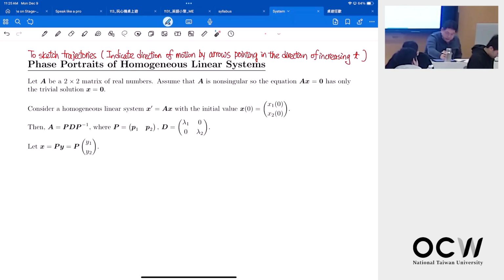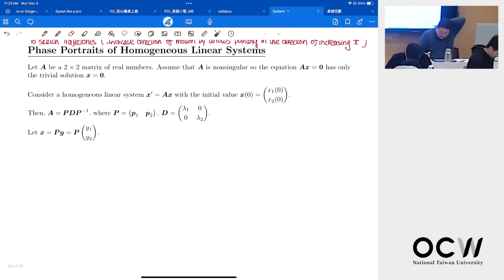A is 2 by 2, and we assume that A is non-singular. So I have a trivial solution, x equals a 0 vector. Then we consider a homogeneous linear system, x prime equals Ax. I also have initial values. We can find A using the matrix P and the diagonal matrix D. And what is P and D? This is your eigenvectors, and here this is eigenvalues.